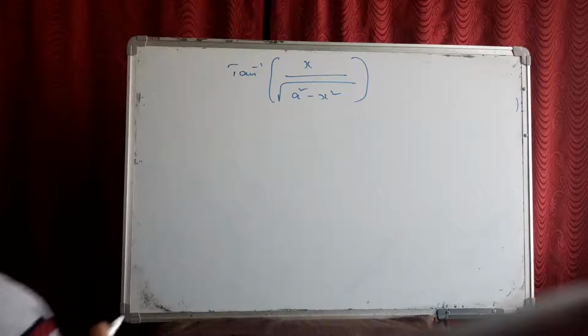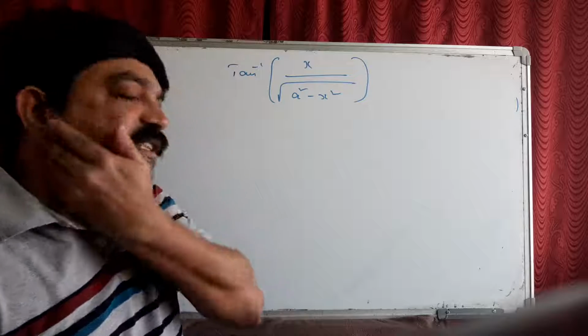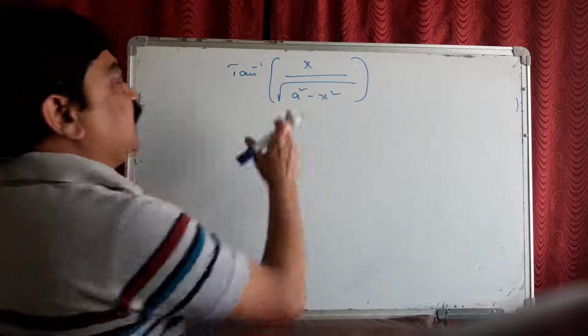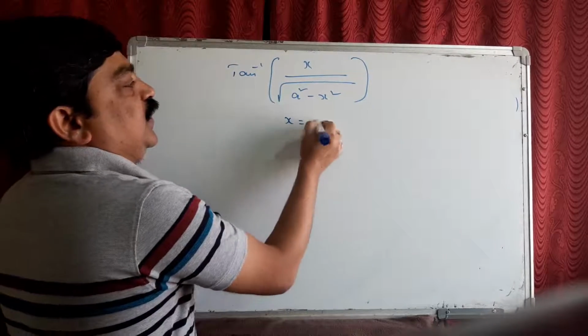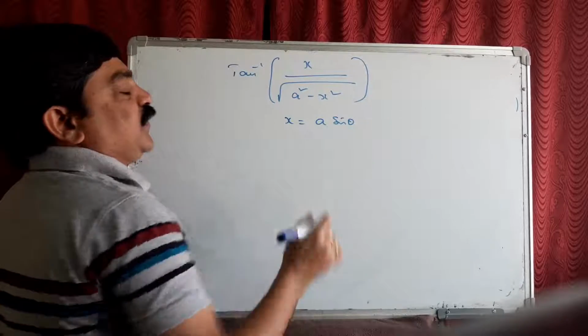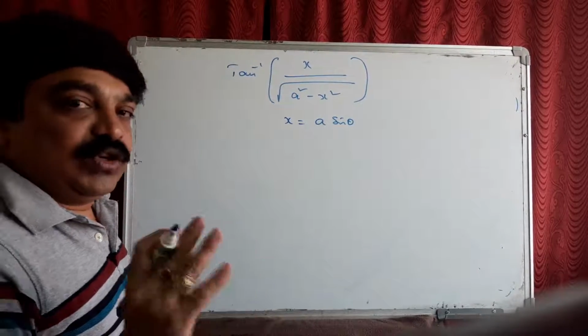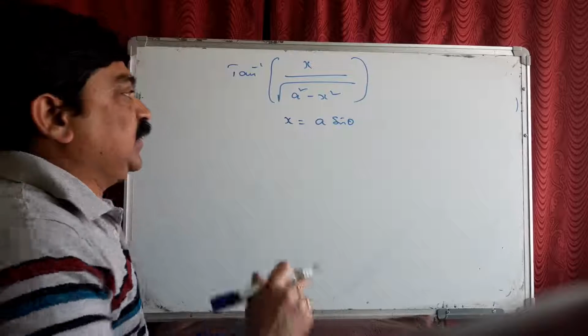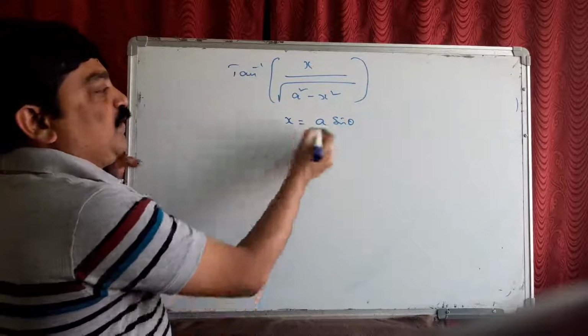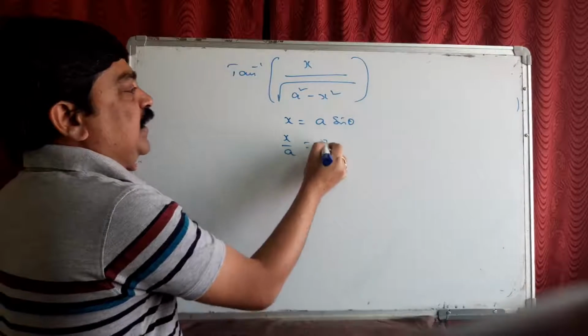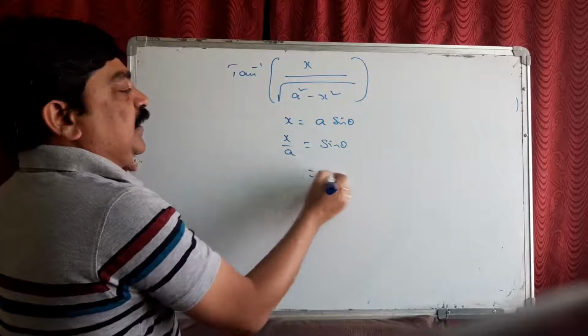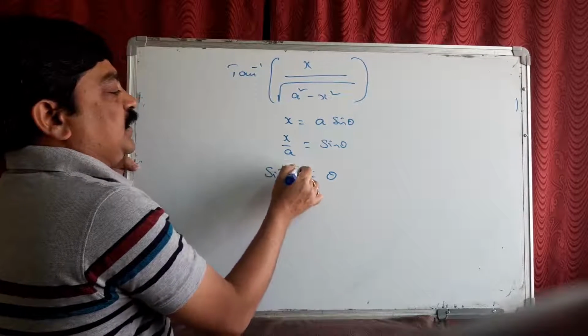I told you when it is a square minus x square, we should replace x with either a sin theta or a cos theta. But when something like a square minus x square is there, we take a sin theta. Your aim, ultimately, should be to eliminate the root. When x is a sin theta, x by a is sin theta, then theta is sin inverse x by a.